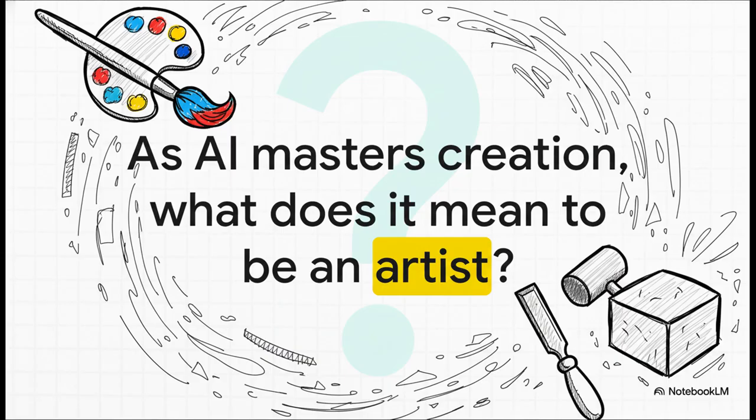And all of this kind of leads us to the biggest question of all. This tech is moving so fast. We've basically handed a paintbrush and a sculptor's chisel to a machine. So as AI gets better and better at the act of creating, what does that mean for us, for human creativity? What does it even mean to be an artist anymore? Honestly, that's the big conversation this technology has kicked off, and it's a conversation we're all going to be having for a long time to come.